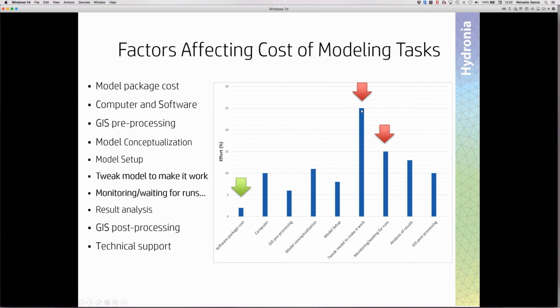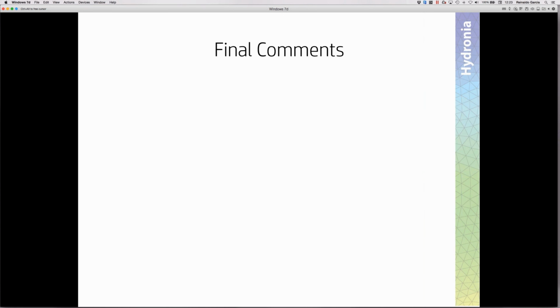But the tweaking of the model to make it work, if you spend a lot of time adjusting the model here and there for the different runs you make, or if you have to wait long hours or days to get the results and be able to analyze them, these are the critical factors that you need to address in a modeling task. This seems to indicate that the fact that the model is free wouldn't be the guidance to select a model, because that's not the most important factor in most cases.